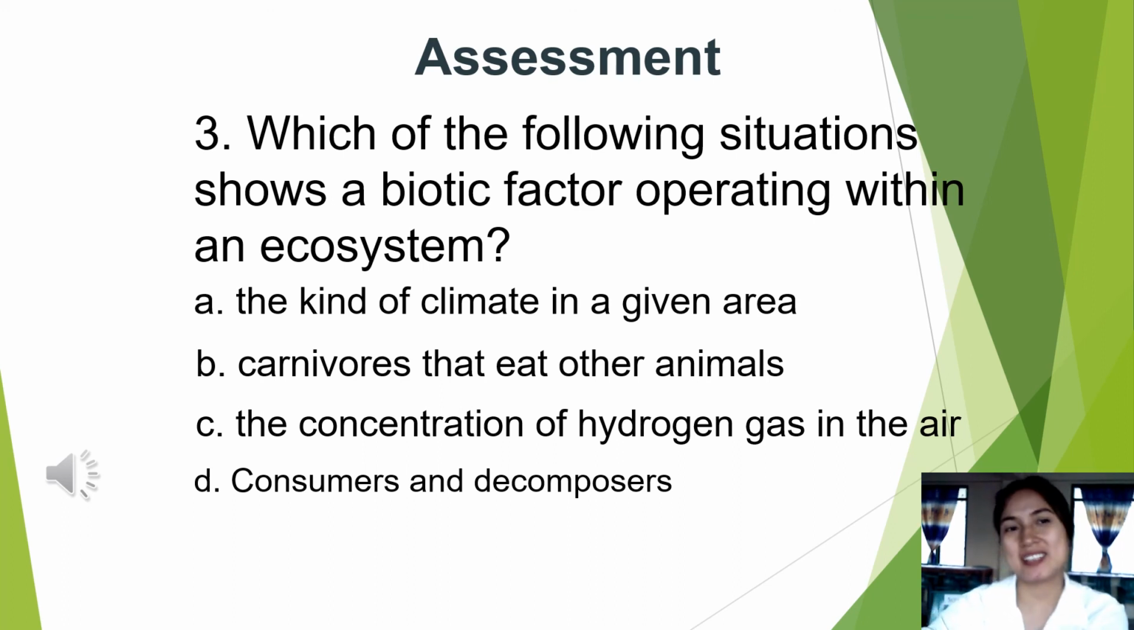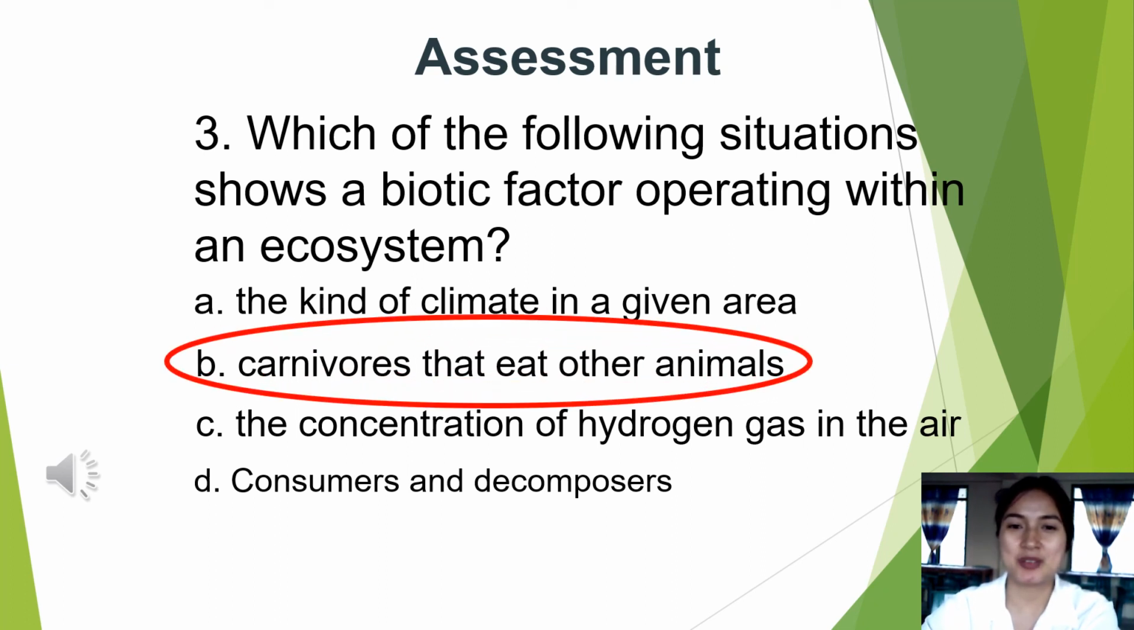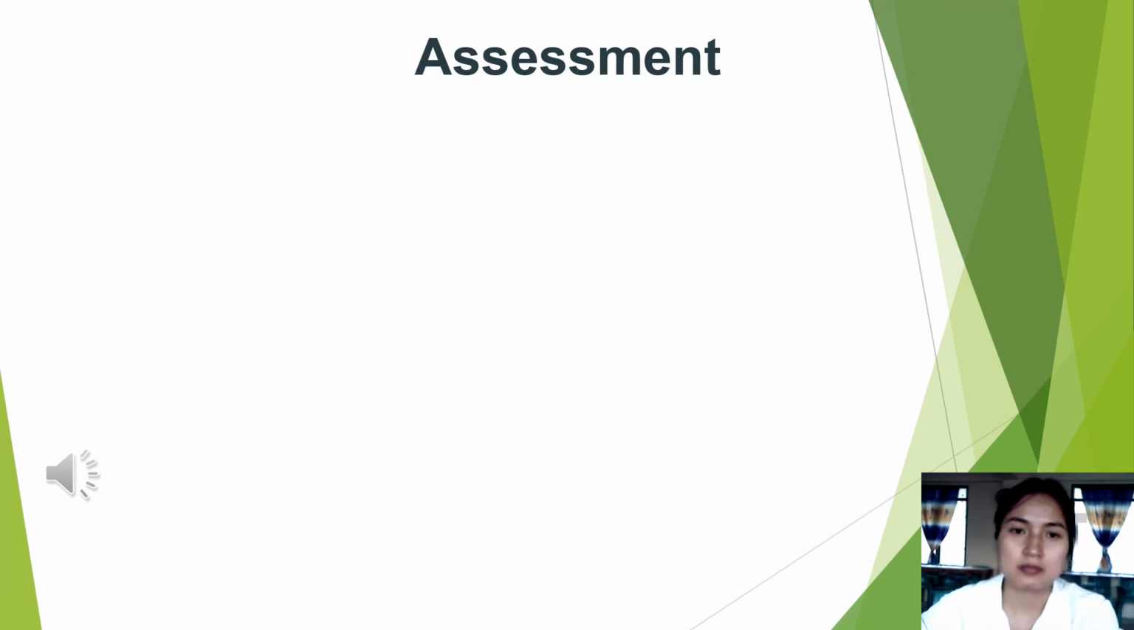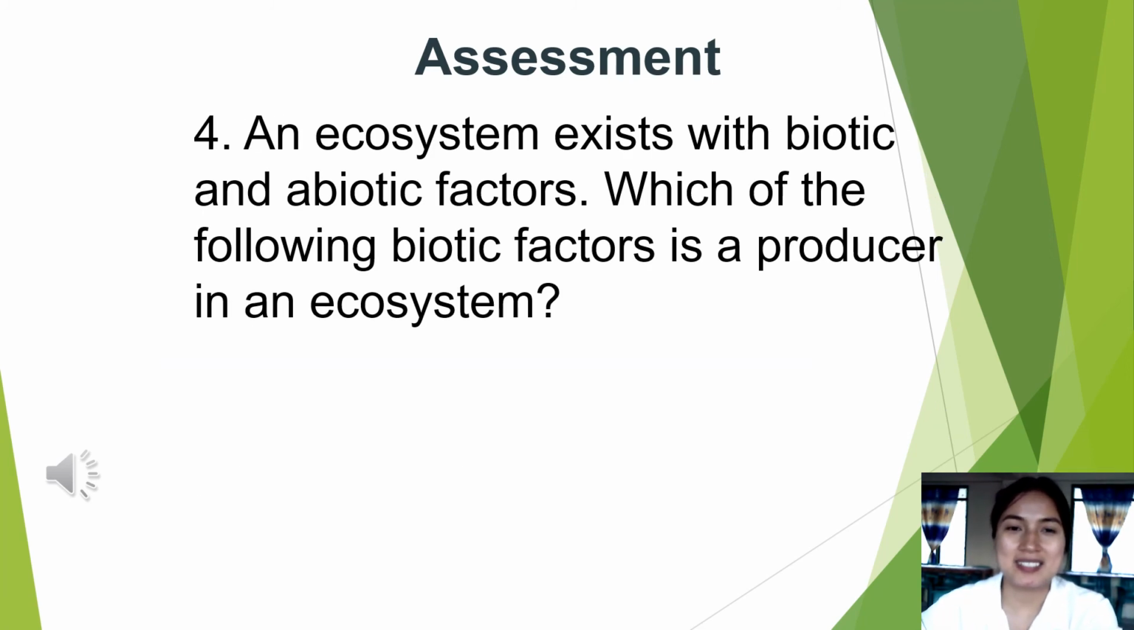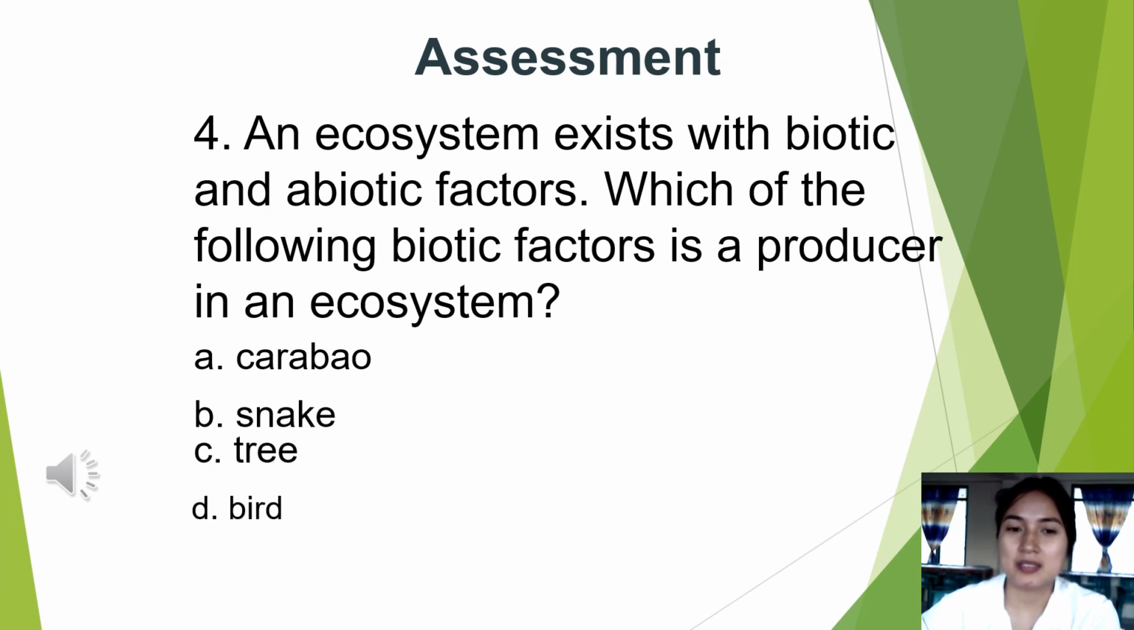Okay, so let's check. What do you think is the correct answer? Okay, for number 3, the correct answer is letter B. Carnivores that eat other animals. Very good. So, are you getting a high score? Okay, number 4. Let's read, everybody. An ecosystem exists with biotic and abiotic factors. Which of the following biotic factors is a producer in an ecosystem? A. Carabao. B. Snake. C. Tree. D. Bird.